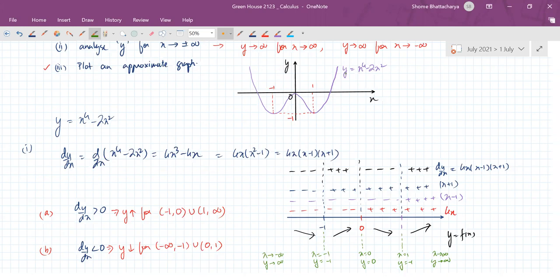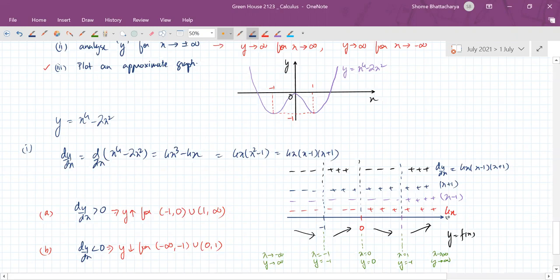So, why did you write minus 1, 0, 1? Minus 1 and 1 will be included, right? Because it is x minus 1 and x plus 1. You see the three factors, no? dy by dx is the product of three factors, no? 4x into x minus 1 into x plus 1. So each of those factors on the number line has negative values and positive values for x, you're understanding?